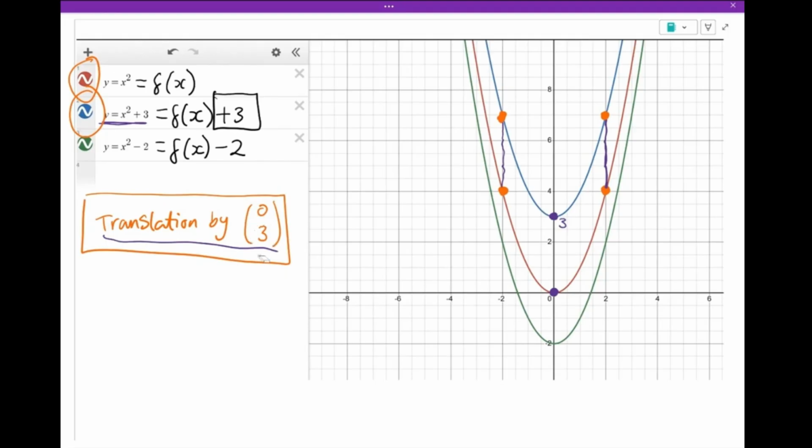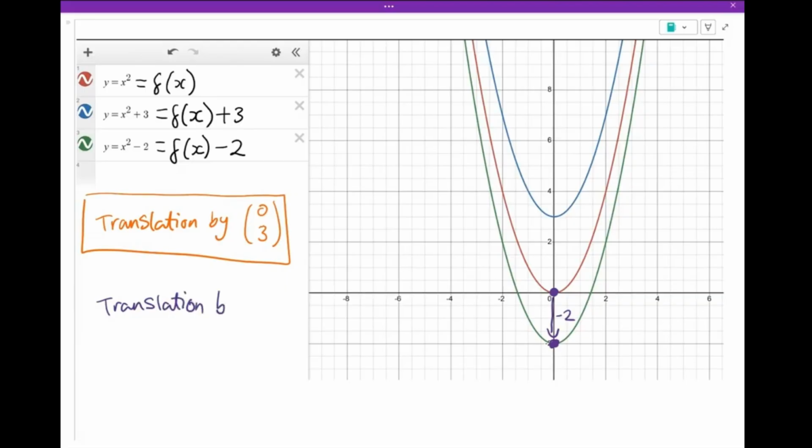Now let's have a look at our green curve instead, and we're going to compare our green one to our initial red one. This time, we've got our turning point on our red curve again at 0, 0. However, our turning point on the green curve is down here at -2 on my y-axis. So once again, we should only have to move vertically, but this time we'd have to move 2 units downwards. So to reflect that, I'm going to say -2. If I was writing out a transformation for this, I would call it a translation again, however my translation would be by 0, -2, like that.